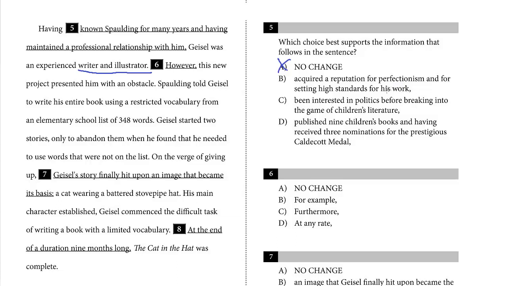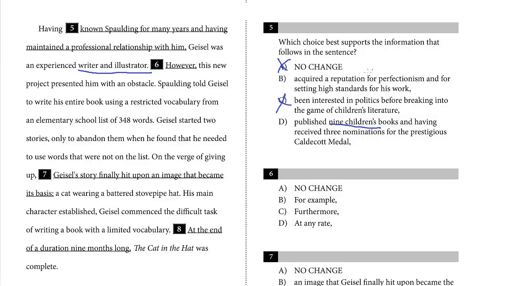I don't think there's enough evidence to really support this. Let's just keep reading. Been interested in politics before breaking into the game of children's literature. This is definitely off, right? Nothing about politics. Published 9 children's books and having received 3 nominations for the prestigious Caldecott Medal. And so between B and C, remember he was selected to write a children's book. An experienced writer and illustrator who had experience writing children's books, this looks really good.